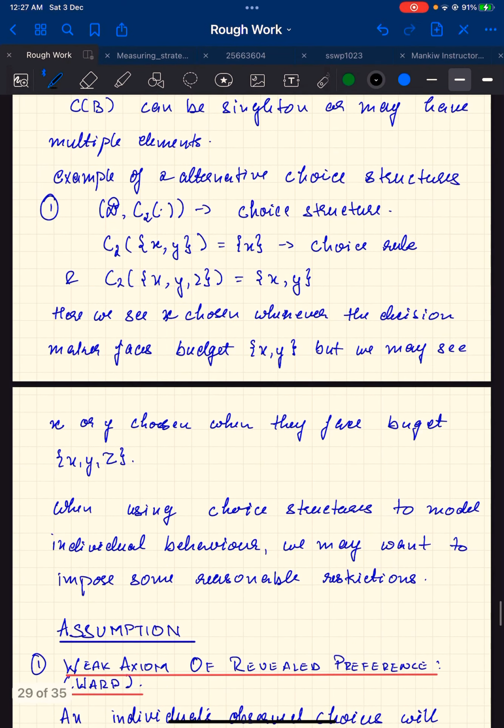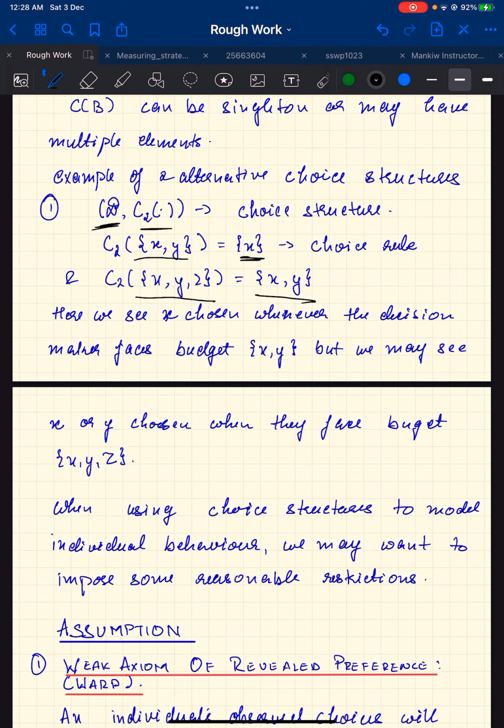So if we look at two alternative choice structures, what will a choice structure have? The choice structure will have a family of budget sets, that is curly B, and a choice rule. So let's say the choice rule here is C2, wherein when faced with choices X and Y, the individual chooses X. When faced with choices between X, Y and Z, the individual chooses X and Y. So here what we see is that X is chosen whenever the decision maker faces budget X and Y, but when the budget set expands to X, Y and Z, the individual chooses X and Y.